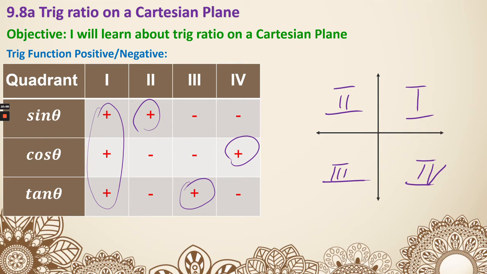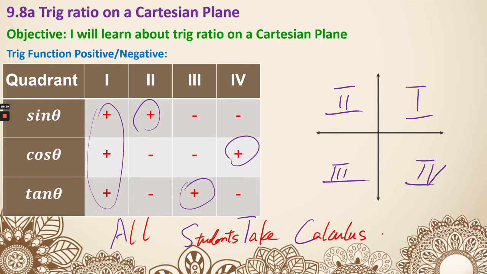So here's something that may help you to remember how these values should be. We have something called A, S, T, C, which is all students take calculus. You can see all in the first quadrant is just going in this order. Second quadrant, only sine is positive. Third quadrant, only tangent is positive. And fourth quadrant, only cosine is positive.